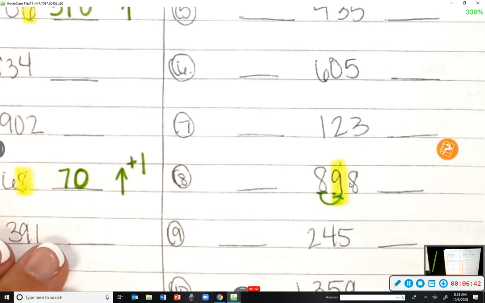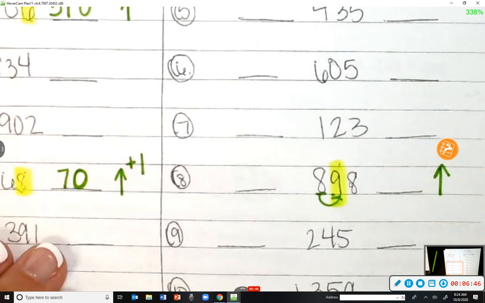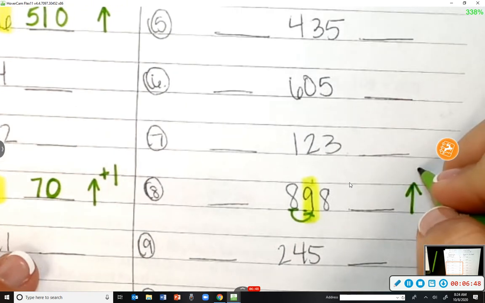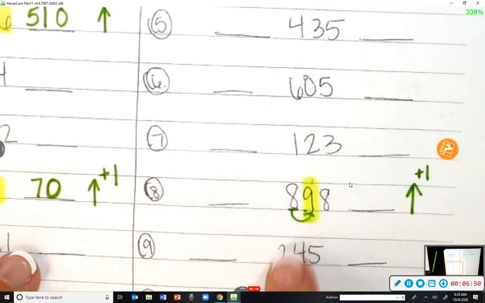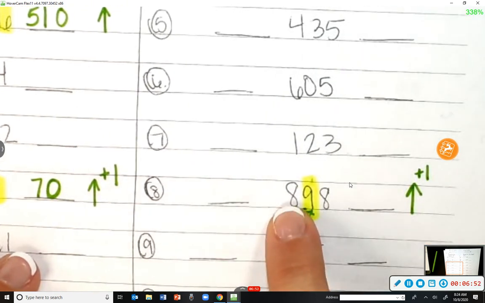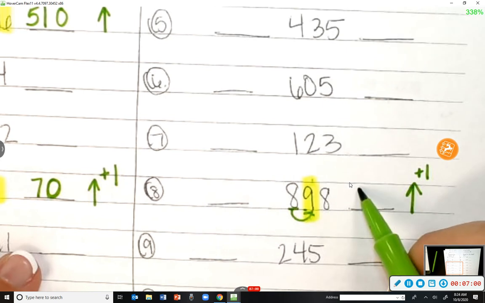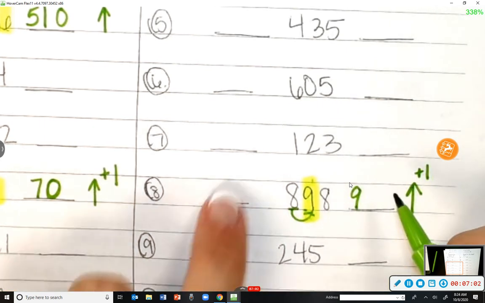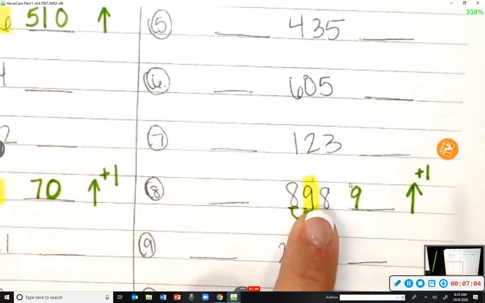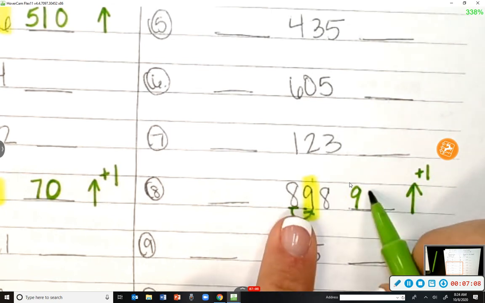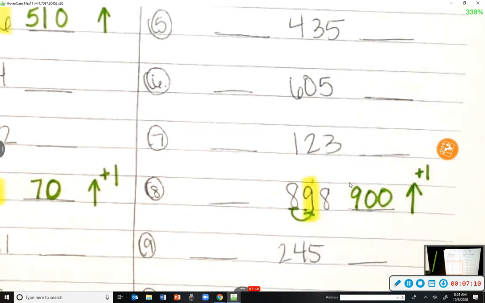If it's a 9, am I going to round up or down? Up. Now every time we round up, we need to go up 1 in the place that we're rounding to. If I'm rounding to the hundreds, I need to add 1 to the hundreds place. So what does this 8 become? A 9. Then everything behind the hundreds place becomes a what? 0. So we have 2 zeros behind it.